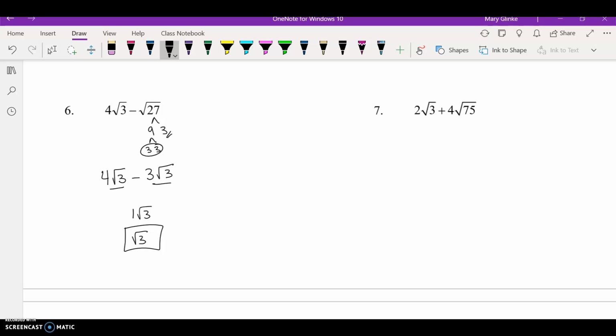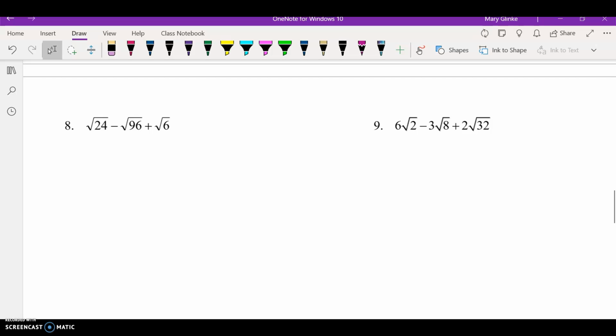So let's look at number 7. 2 root 3 doesn't break down anymore because of the 3 on the inside. The 75 does break down. That is 25 times 3. So I'm going to take out a pair of 5's, but when I take them out, I can't forget I already had a 4 on the outside there. So when I take out that pair of 5's, I'm going to multiply it by that 4 to get a 20 on the outside and a 3 under the radical. So this is saying 2 root 3 plus 20 root 3. So these are now like terms. We're going to do 22 root 3.